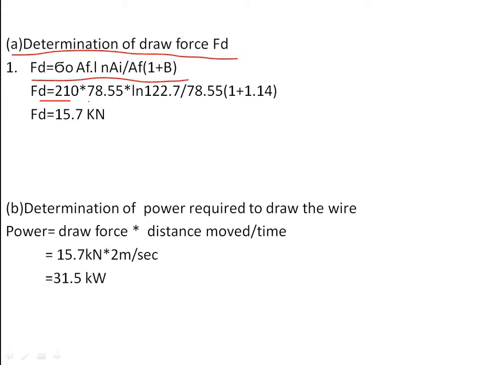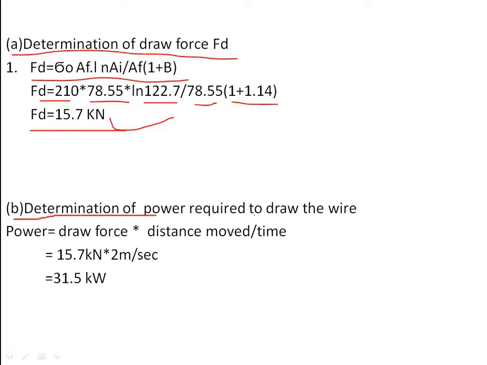FD is equal to 210 into 78.55 ln 122.7 divided by 78.55 into 1 plus 1.14. So FD, that is the draw force, you will be getting 15.7 kilonewton. Is it clear?